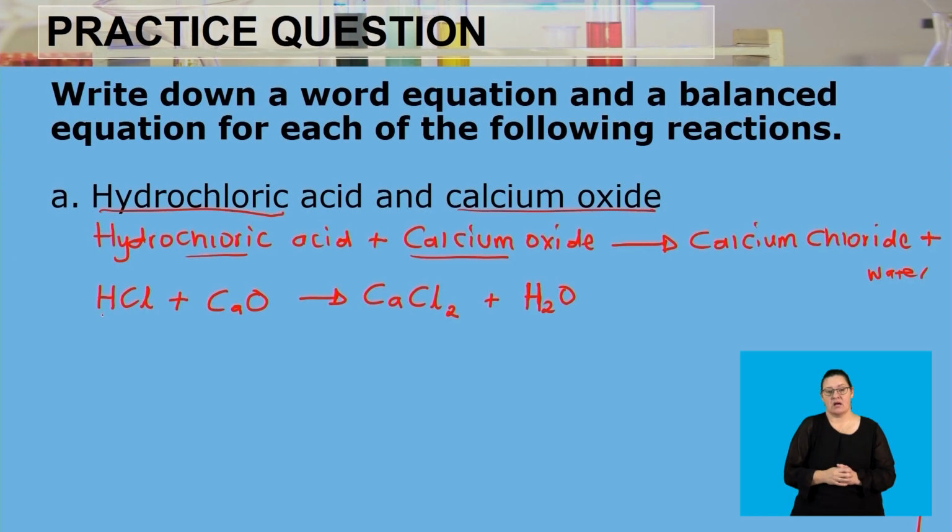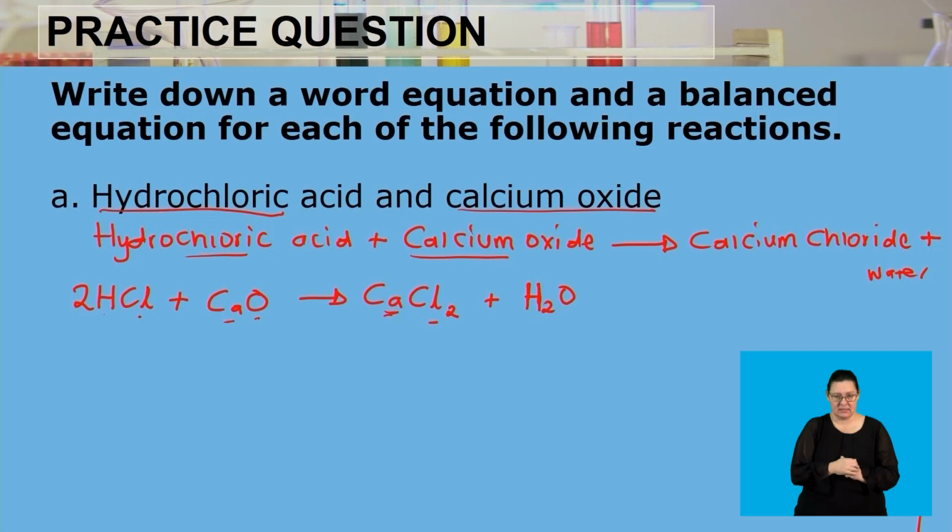So we have 1 hydrogen on the left, but then 2 hydrogens on the right. Chlorine, we have 1, we have 2 there. Calcium, we have 1, we have 1, it's balanced. Oxygen, we have 1, we have 1. So oxygen and calcium are balanced. The problem is with the hydrogen and the chlorine. And remember, learners, that whenever we're balancing equations, we are using the coefficients, not the subscripts. So we never change the subscripts, but we can change the coefficients in order to balance the chemical equation.